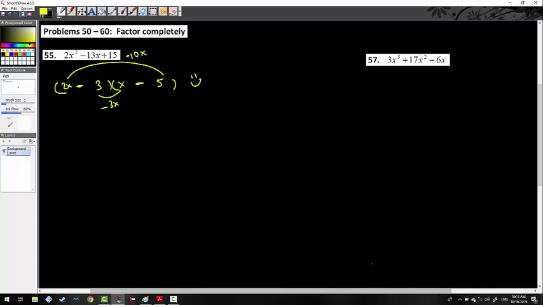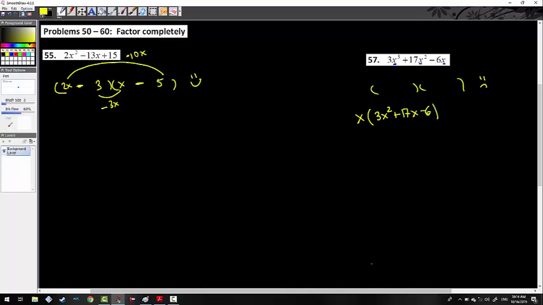And then the next one, number 57. If you attempt to factor it off the cuff, you will absolutely get it wrong. Because one of the things I want you guys to pay attention to in these is the fact that all three terms have an x, which means you need to go back to a basic move that you may have forgotten, and that is GCF. If I factor out the x, I'm going to say 3x squared plus 17x minus 6.